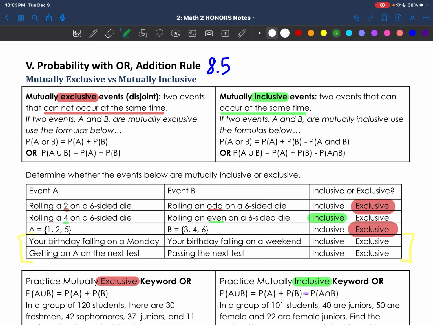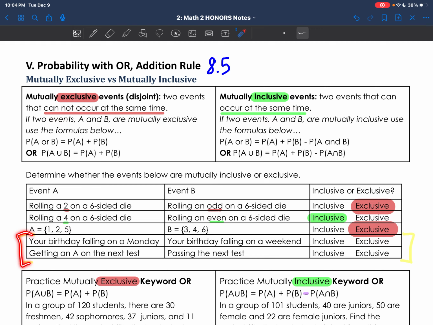All right. Now, if you're to have set A, which is 1, 2, and 5, and set B, which is 3, 4, and 6, well, they don't have any repeats, so there's none that's in both. If I would have had a 1 over here, then it would have been inclusive. But since I don't, it's exclusive.